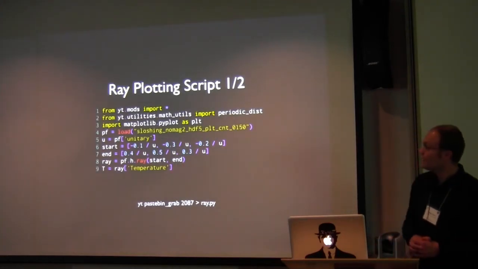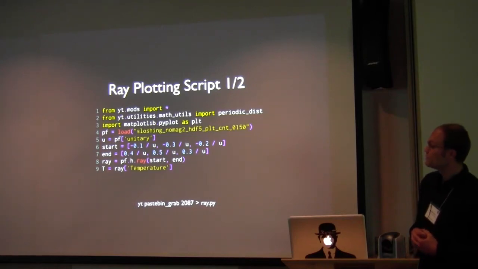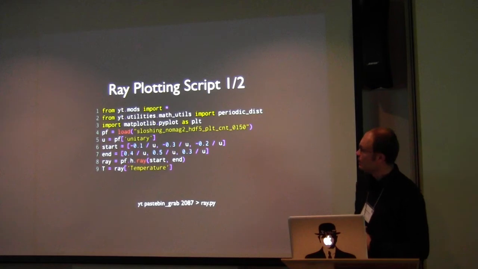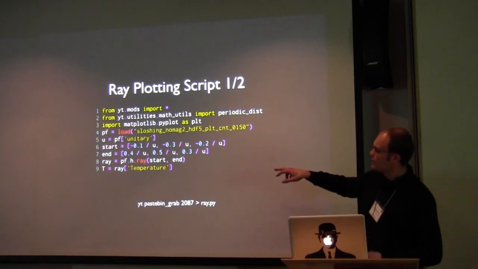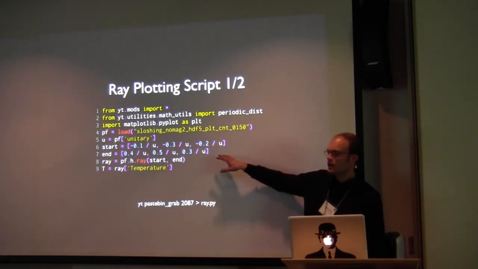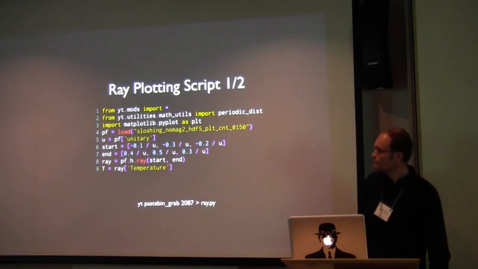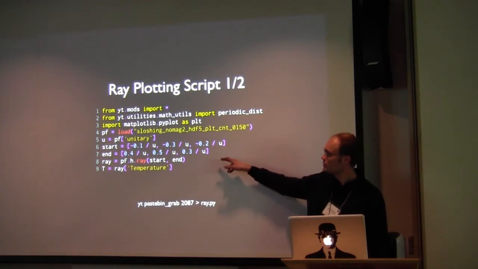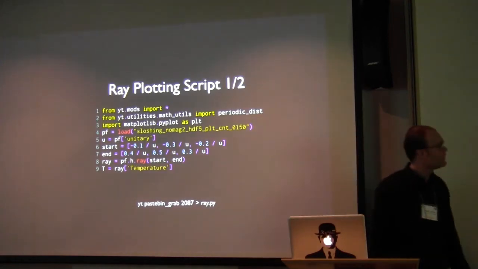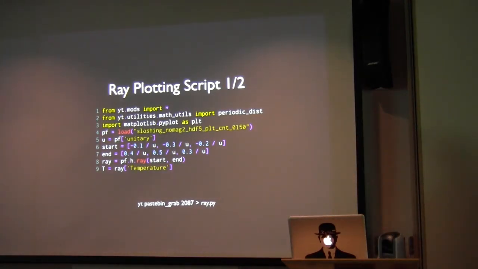So to give you an idea of how this works, here's a script that I put together that works on the sloshing data set. So on line 5, I define unitary, and on lines 6 and 7, I define my start and end. Since in this data set 0 is in the middle, the values to the left of 0 are on the left and above 0 on the right. And then on line 8, I define my ray. And then line 9, I do like any other data container. I pull out temperature from the data container.